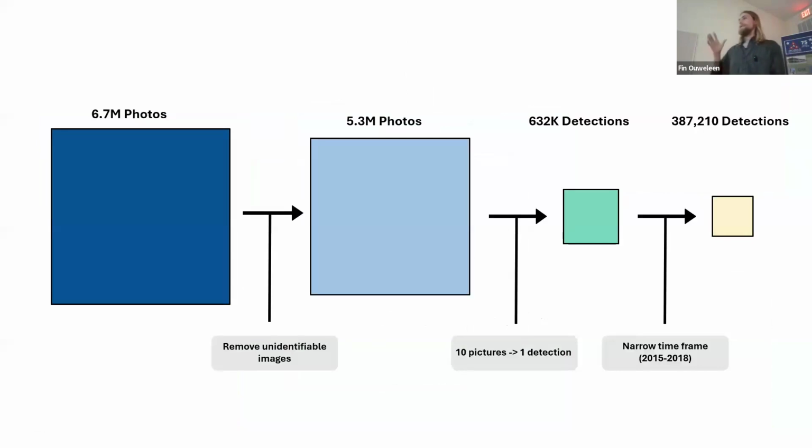So with all of this data, we got handed from USDA a chunk of the data that was from 2015 to 2021, and that included 6.7 million photos. So that's like 6.7 million rows of data in a sheet. From there, we removed the unidentifiable images and narrowed it down. Matt was talking about how each camera takes 10 pictures when there's a detection. So we want it to be that each detection is represented once. Then we consolidate it down, and then we narrowed our time frame from 2015 to 2018. So when I'm talking about our results, that's just with that 2015 to 2018 time frame.